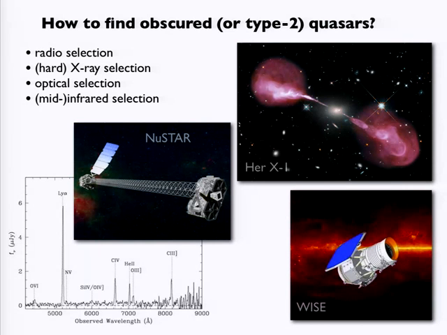Second technique to find type 2 quasars is X-ray selection. As Gunther and Fiona spoke about yesterday, the shape of the X-ray background peaks at 20 to 30 keV. It implies that there's a large population of heavily obscured AGN in the universe. One of the goals of Chandra and XMM was to find that population, understand the X-ray background.